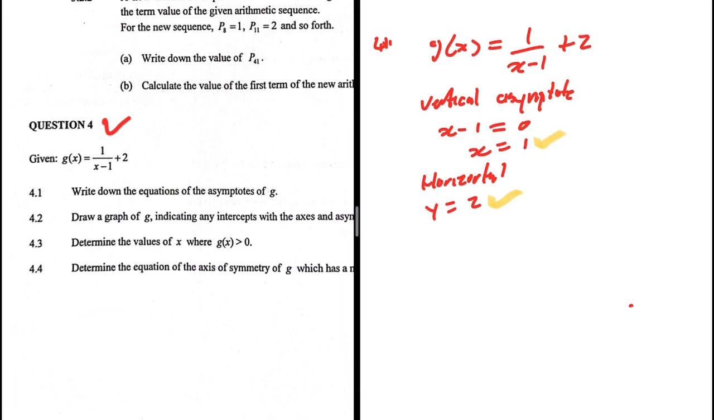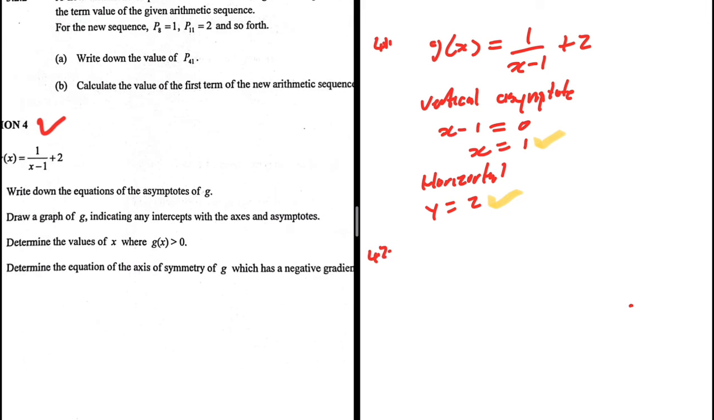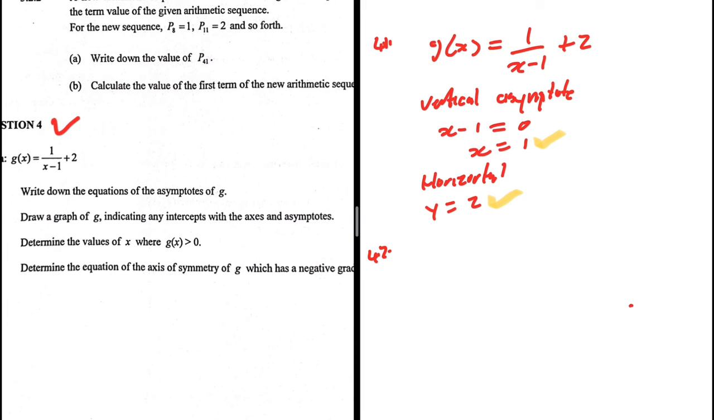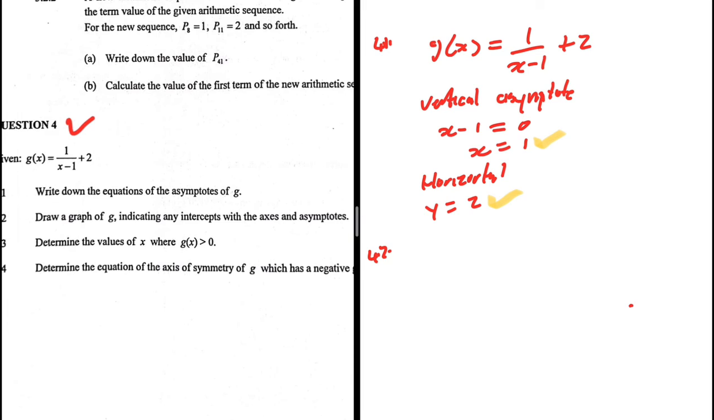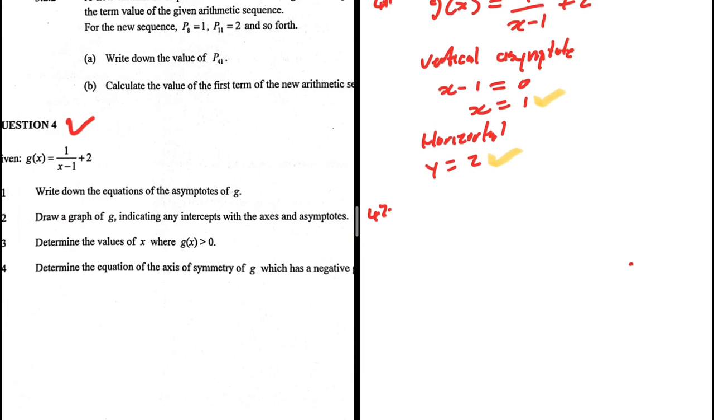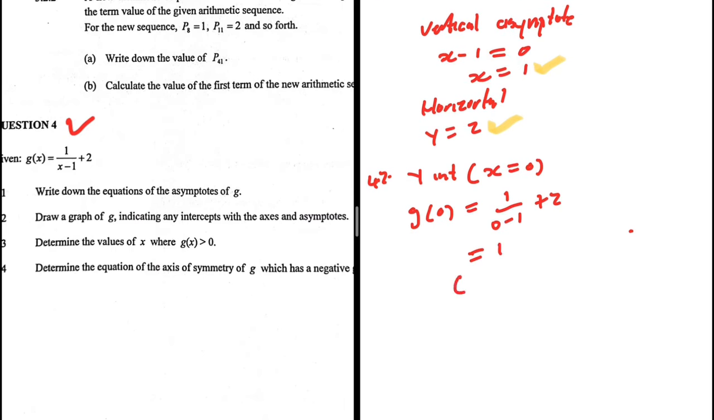4.1. Let's take a look at 4.2. 4.2, draw a graph of g indicating any intercepts with the axes and asymptotes. Okay, we need to draw this graph. We already have the asymptotes, we just need the intercepts now. Let's start with the y-intercept. So for the y-intercept, we know that x is equal to 0. So we're going to have g of 0 being equal to 1 divided by 0 minus 1 plus 2. So 1 divided by minus 1, that is minus 1, plus 2 is positive 1. So our y-intercept is the coordinate where x is 0 and y is 1.